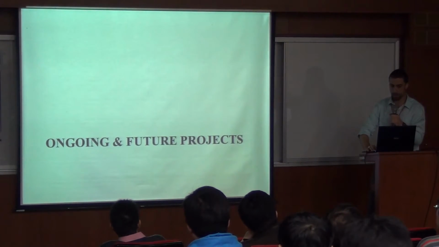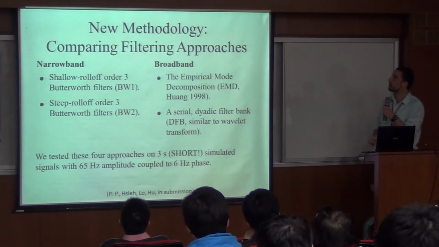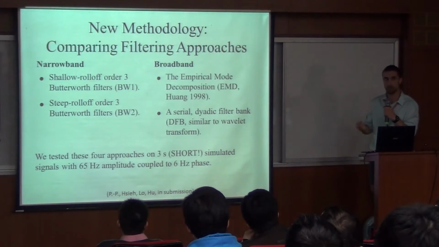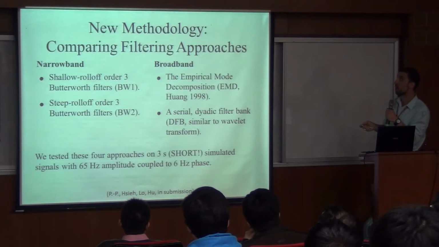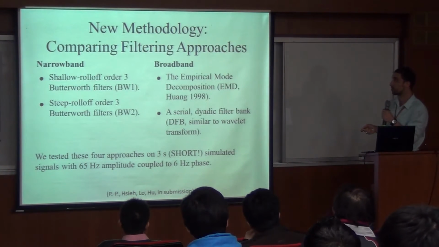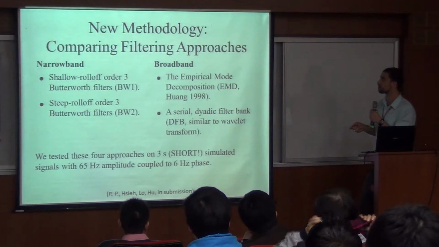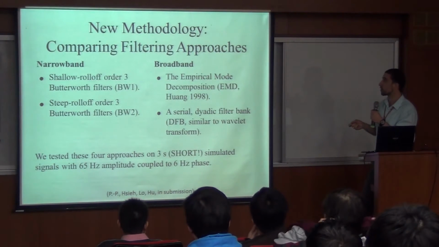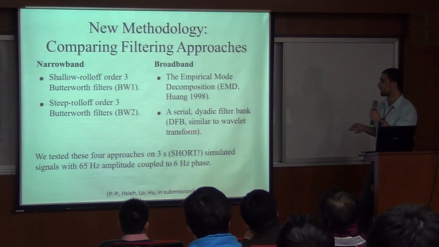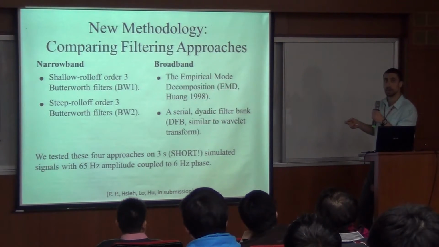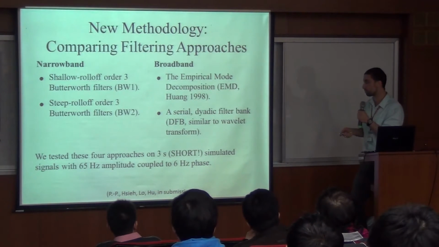Okay, so let me talk fairly briefly about some of our other projects involving phase-amplitude coupling. Hand in hand with our study of parabrachial nucleus activation, we've looked at the effects of different filtering approaches on phase-amplitude coupling quantification. Most people use narrowband filters like the Butterworth filter at order 3 to calculate comodulograms. We tried broadband filtering techniques, including the empirical mode decomposition and serial dyadic filter bank, which has filter response properties similar to the EMD and similar to the wavelet transform.